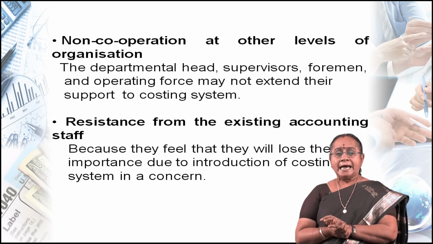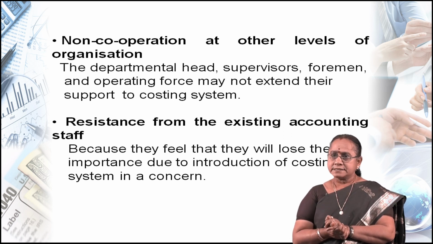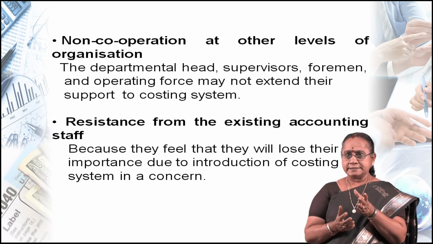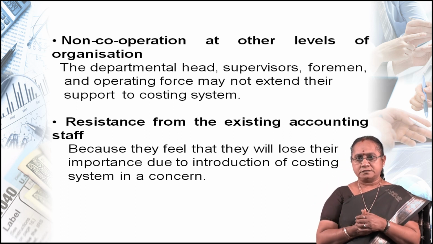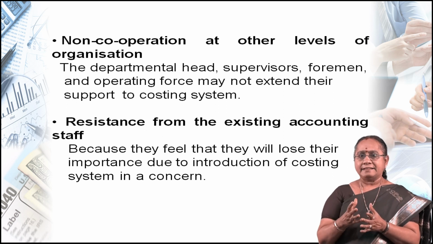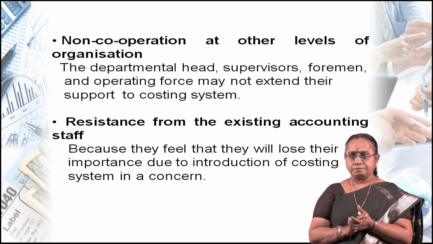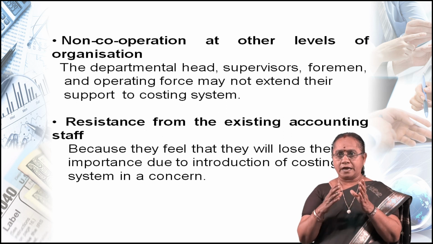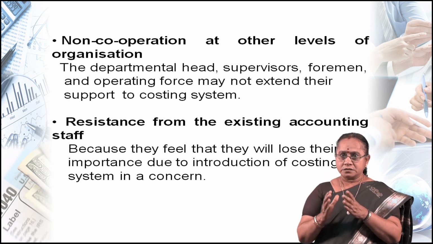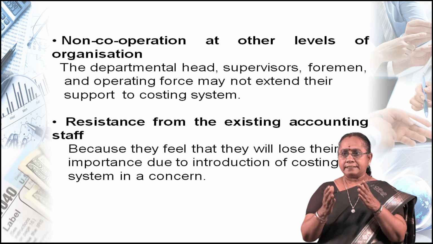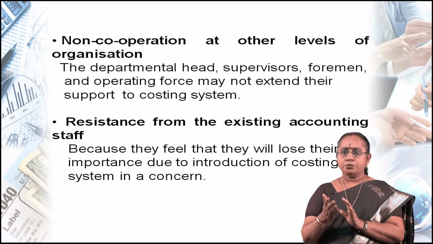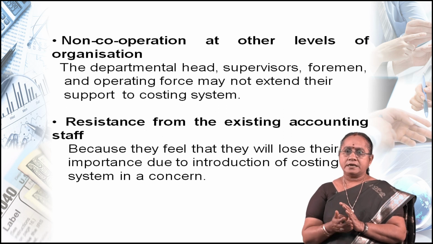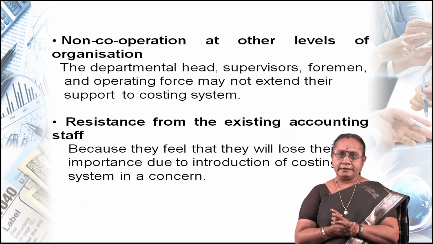And finally, resistance from the existing accounting staff. Resistance means not accepting. They are not accepting whatever changes are there, because they feel that they are not given more importance. When they give proper details, when they have a costing system and cost accountants and all those things, the accounting staff may feel that they lose their importance due to that introduction. So they are resistant to giving the details.